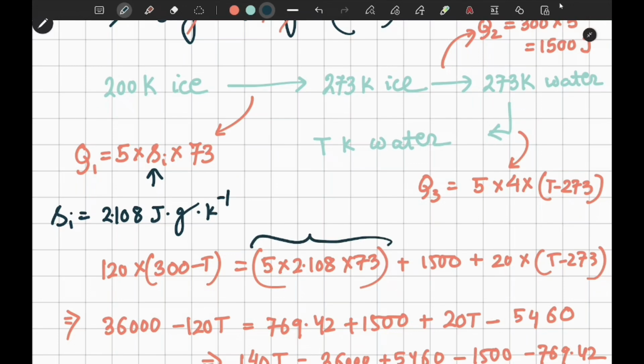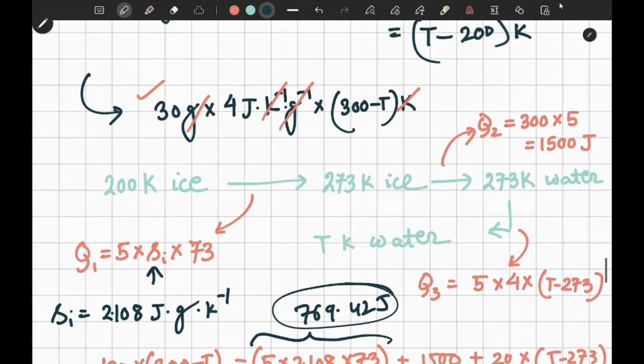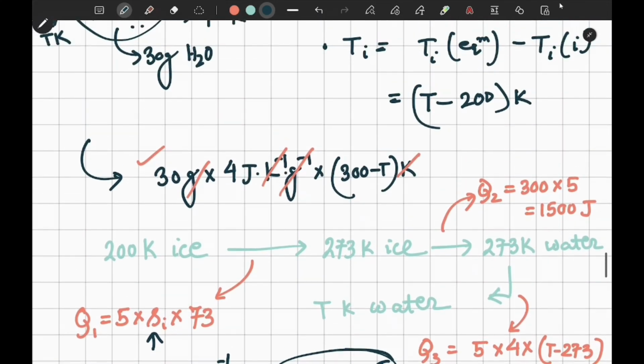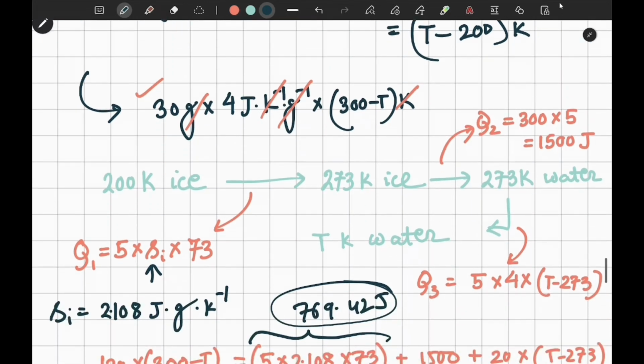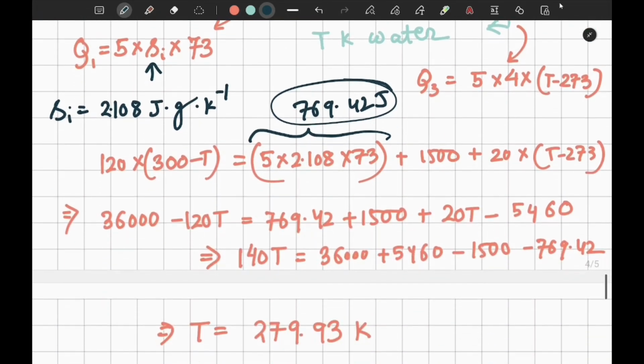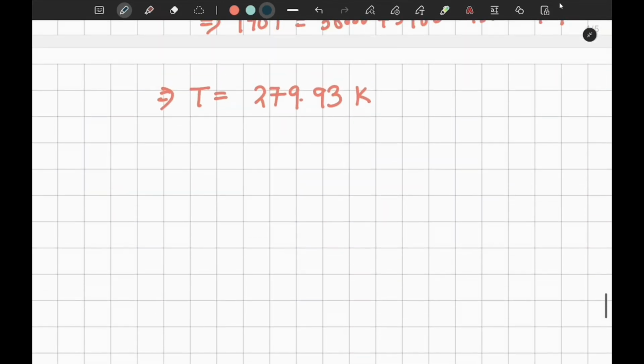This is the amount of heat required to convert that ice at 0 degree centigrade to 73 degree centigrade. So that value here is 76.942 joule. This amount of heat is required, and from this calculation, you can predict that obviously that much heat is easily provided by that water. So essentially, the ice will be converted to water. So this is our final T.